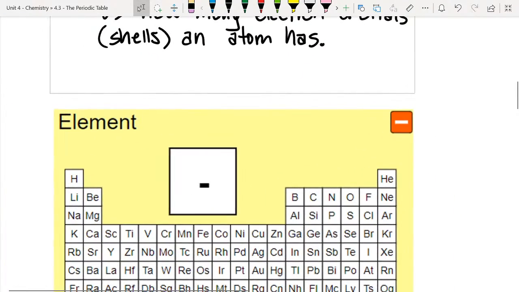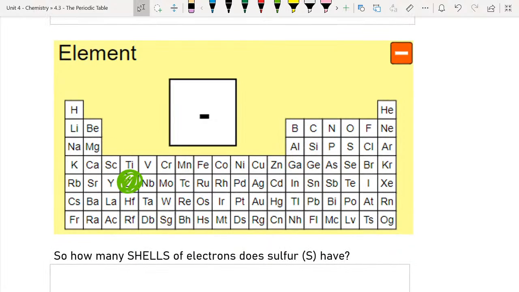So, without having to do anything else, without any figuring, if I was looking at zirconium right here, there's zirconium. How many shells does a zirconium atom have? How many electron orbitals? 5. Let's see, 1, 2, 3, 4. Yeah, 5. So the rows are how many shells it has? That's right. So silicon, how many shells does silicon have? 3. Good. 1, 2, 3.